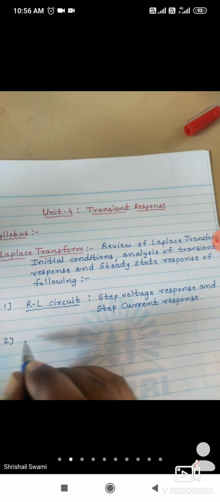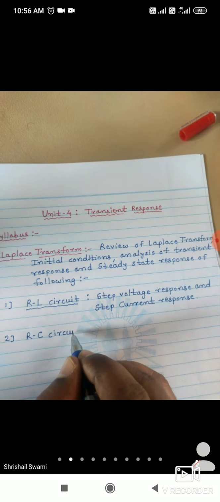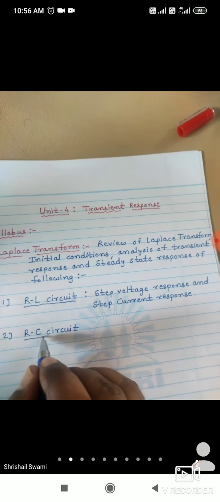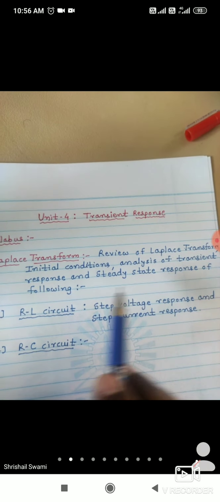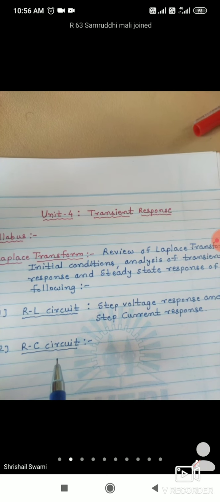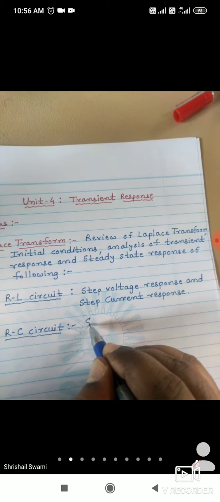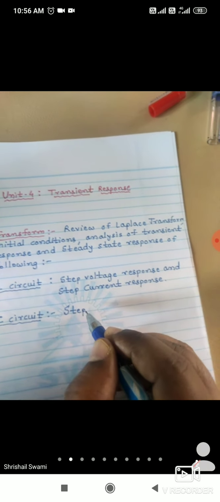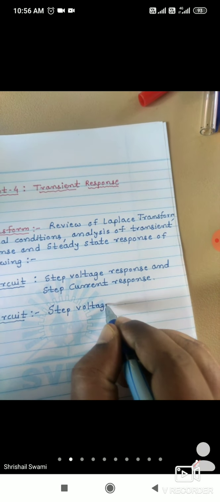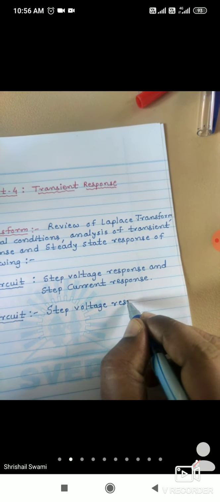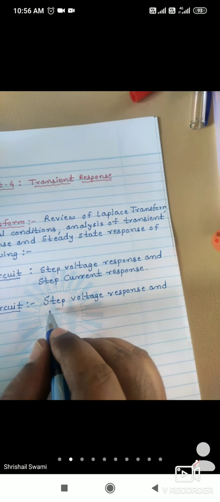Similarly, the second type is the RC circuit, in which a resistor and capacitor are connected. Again, we are learning the transient response and steady state response of the RC circuit using step voltage response and step current response. Only the nature of the circuit will change.